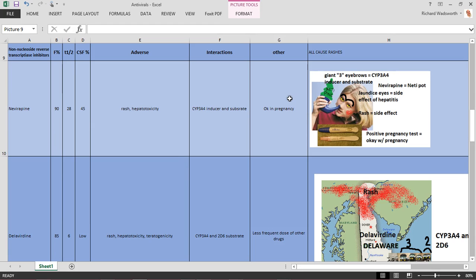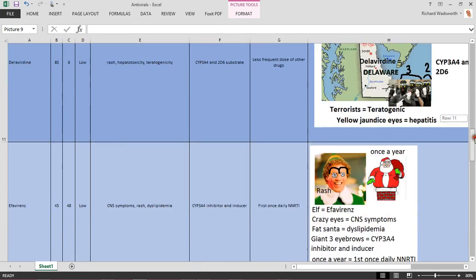And interactions, CYP3A4 inducer and substrate. So I drew here her weird 3 eyebrows. That's a 3, stands for 3A4. So you remember this picture with the weird 3? 3A4. Oh yeah, inducer and substrate. And it's okay in pregnancy. So here's her okay pregnancy test at the bottom. Turns out she's doing a neti pot because she's trying to clean out her system because she's pregnant. I don't know. Fit in the story however you want. All right, next.